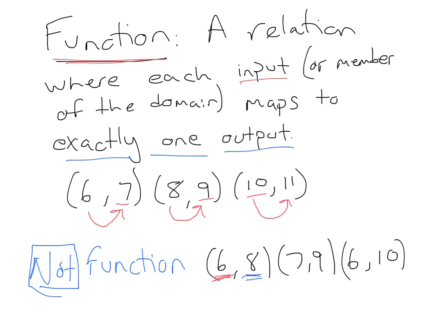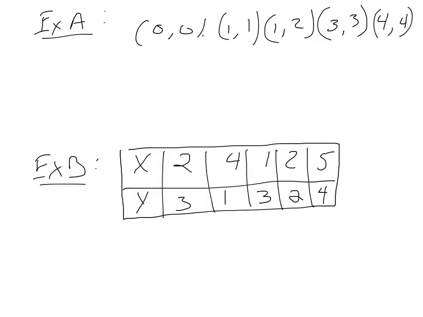That's all well and good, but I hope we don't have 6 again, and I hope for sure it doesn't match with something different. So here we have a member of the domain, an input that matches to two different outputs. Not exactly one output, but the 6 goes with the 8, and the 6 maps with the 10. So this is defined as not a function. Let's take a look at these two examples. Can you tell whether each is a function or not?